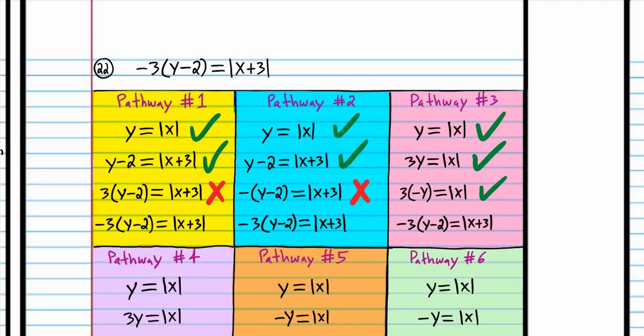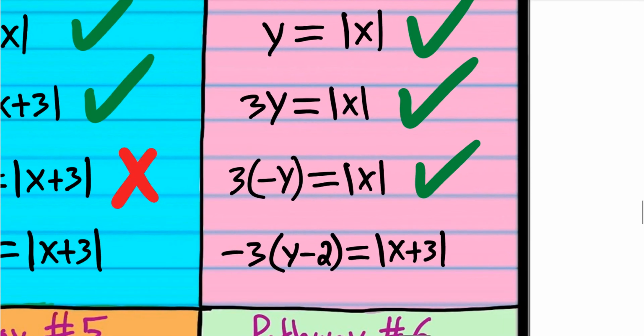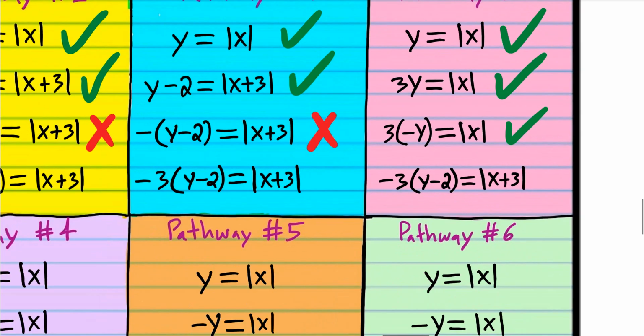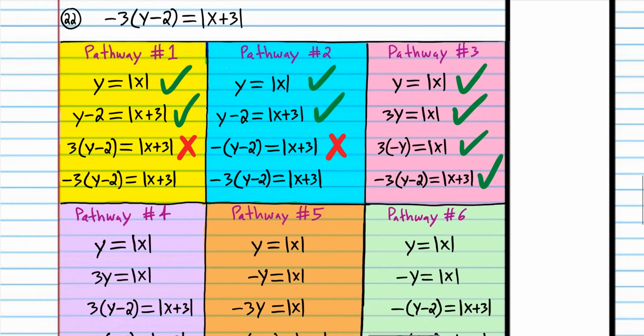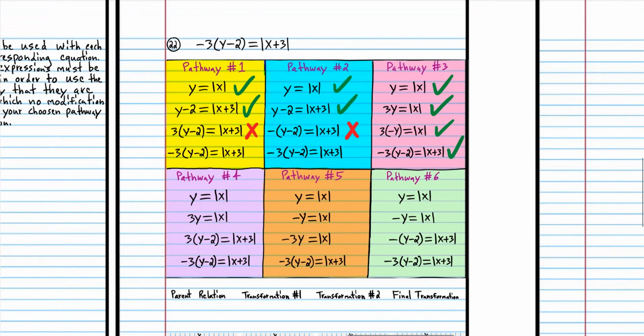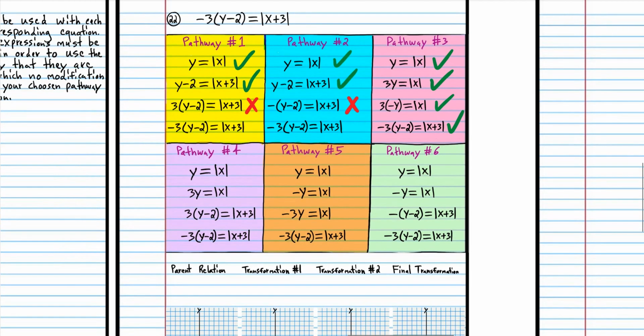Then we're replacing y with y minus 2 and x with x plus 3. Now be aware that when you multiply 3 by negative y, you get negative 3y. So don't be confused by that. So that pathway is going to work, because if you replace y with y minus 2 and x with x plus 3, you just move the graph 2 units up and 3 units to the left. So we can use pathway number 3 to help us graph.